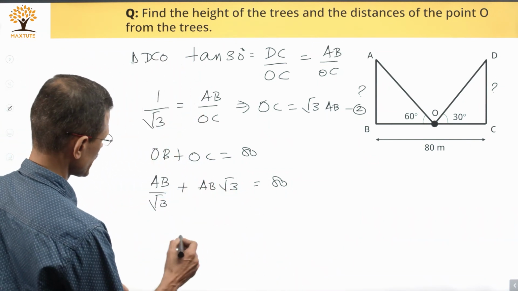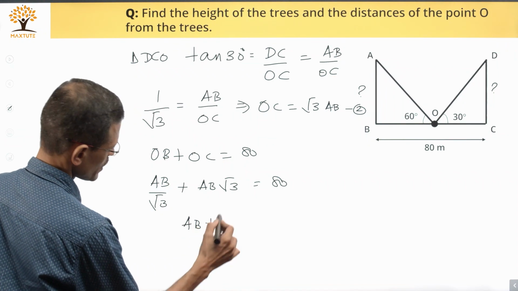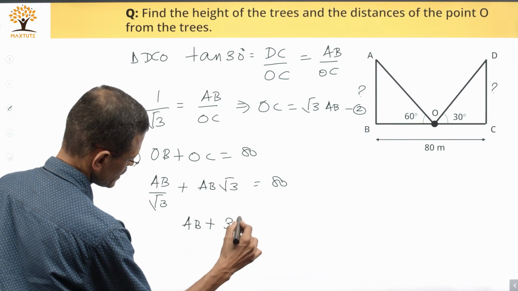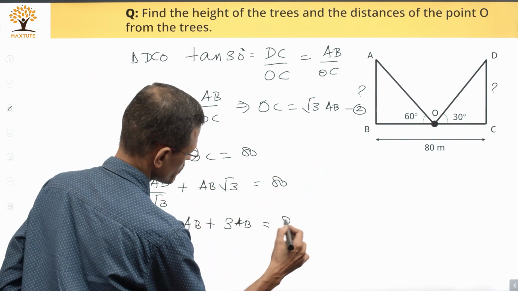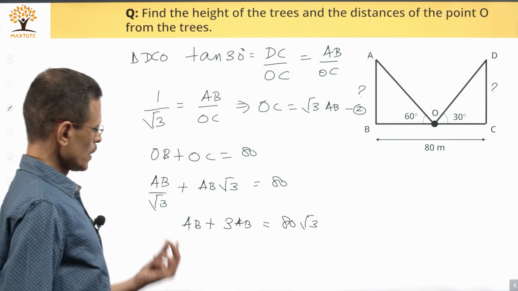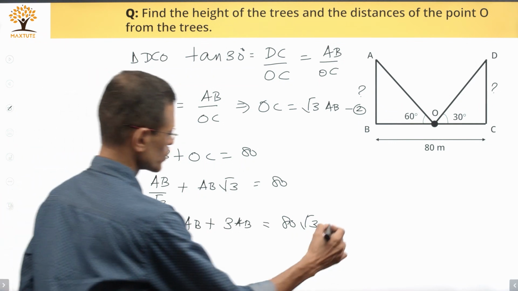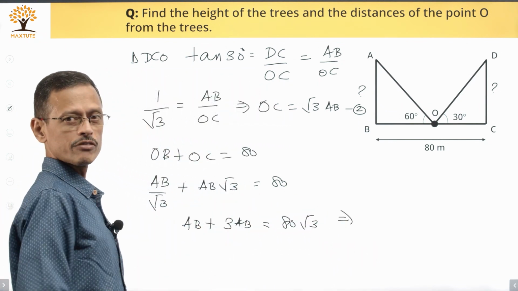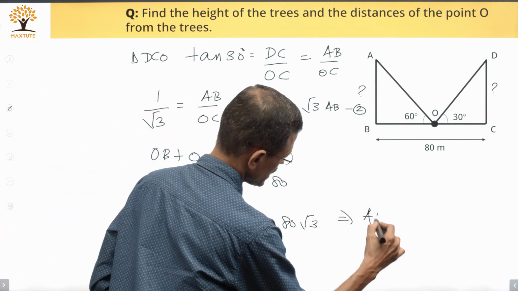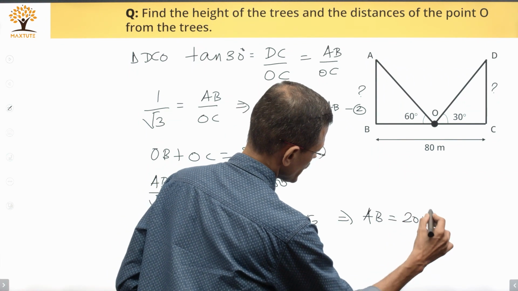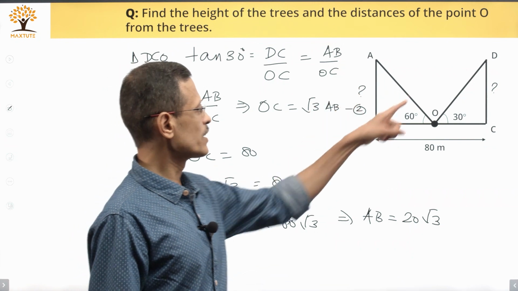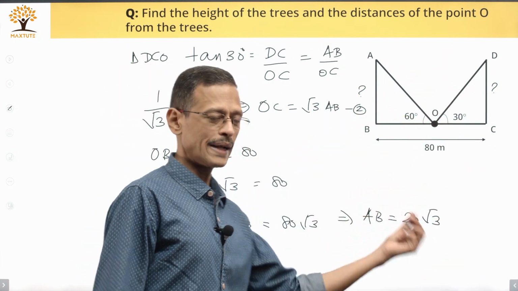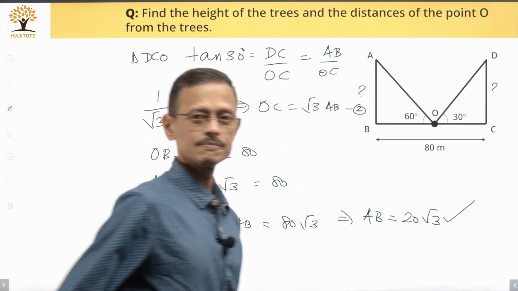Root 3 is the common denominator. So, AB plus root 3 times root 3 AB will be 3AB, divided by root 3 is what we would have had. I am cross multiplying it, which makes it 80 root 3. 4AB is equal to 80 root 3. Divide the entire equation by 4. So, on the left hand side we will be left with AB. This is equal to 20 root 3. So, the one thing that we needed to find out, the height of the trees AB or CD, is equal to 20 root 3. So, one part is done.